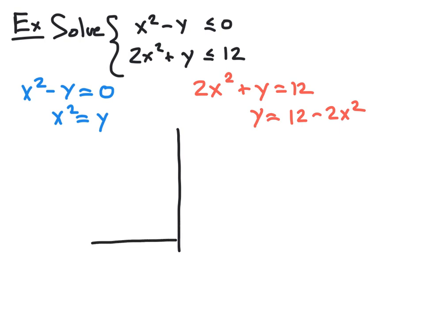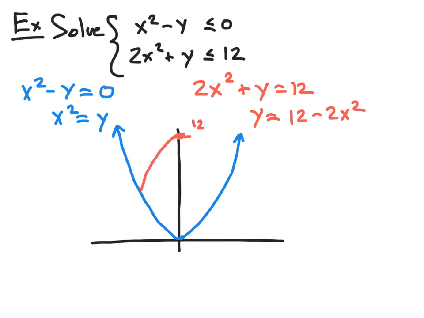So our graphs will look something like this. We have our standard parabola opening upward, so we'll draw it in blue. This is y equals x squared. And we have y equals 12 minus 2x squared, which will have a vertex up here at 12 and open downward.